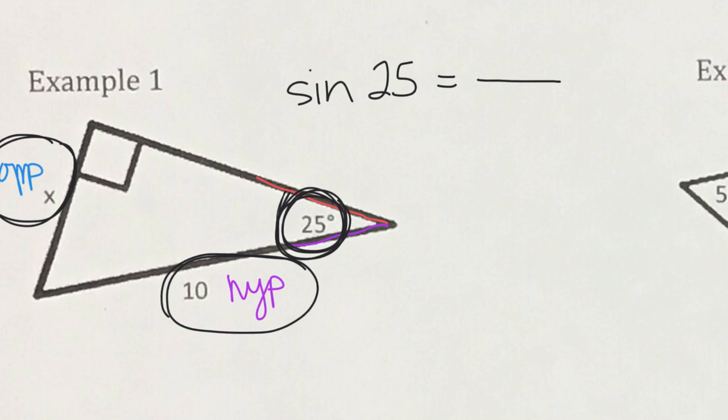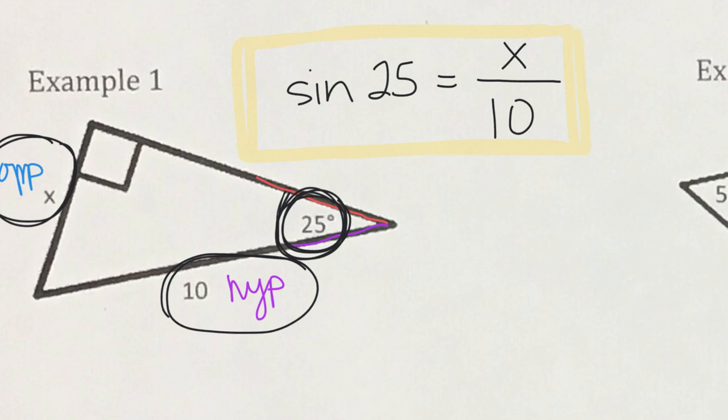Opposite. What side is the opposite side in our triangle? X. X is the opposite side. And what side is the hypotenuse? 10. Okay? On every single problem we're going to do, and on your test, this is what you need to write down first. Write down the trig ratio.